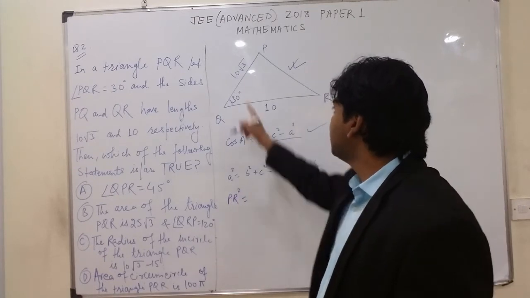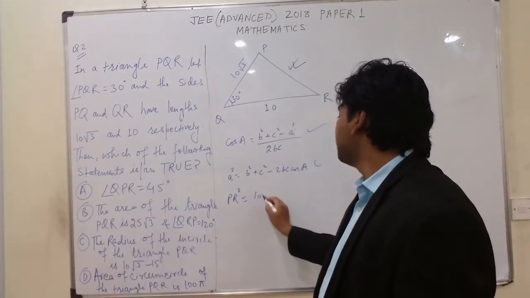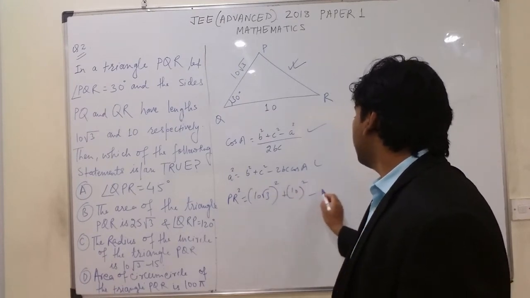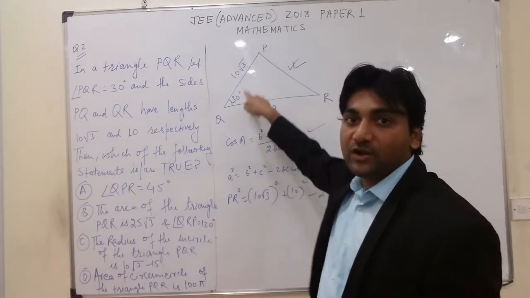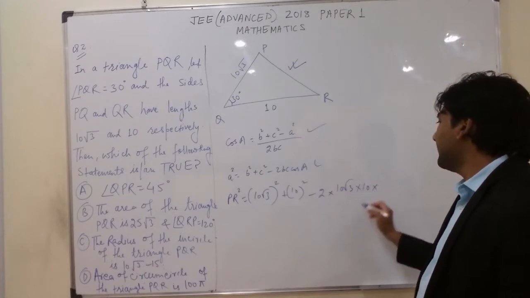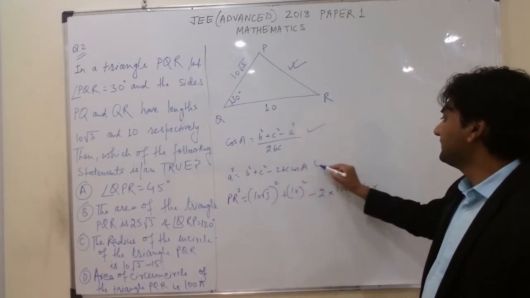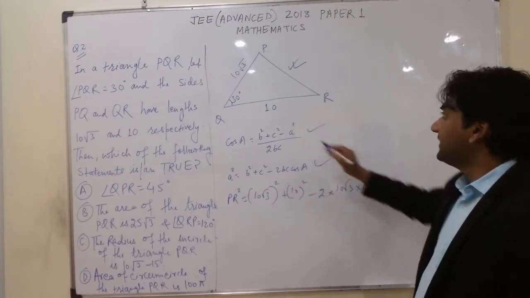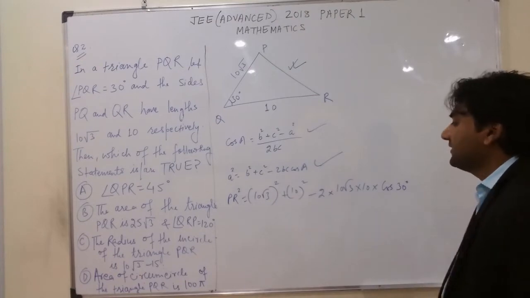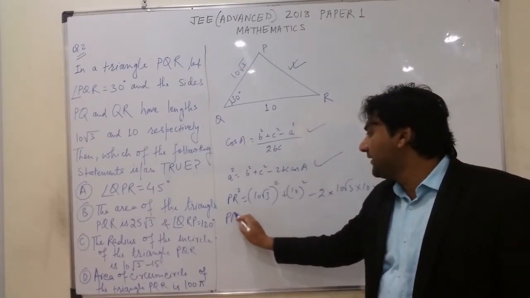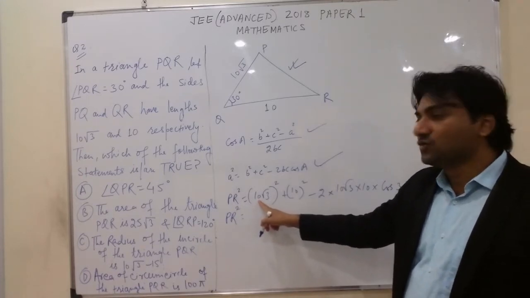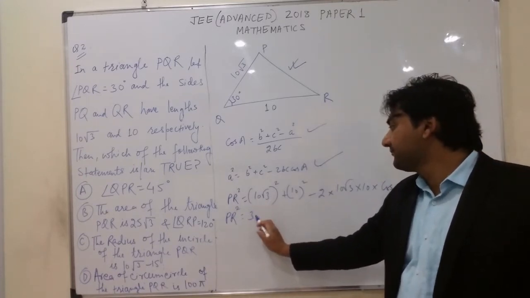PR square equals this square plus this square, which is 10 root 3 whole square plus 10 whole square minus twice of the product of these 2 sides, which is 10 root 3 times 10, and then times cos A. This is cos A, the angle between these 2 sides, which is 30 degree right here. Now for PR square we got 10 root 3 whole square, which is 300.